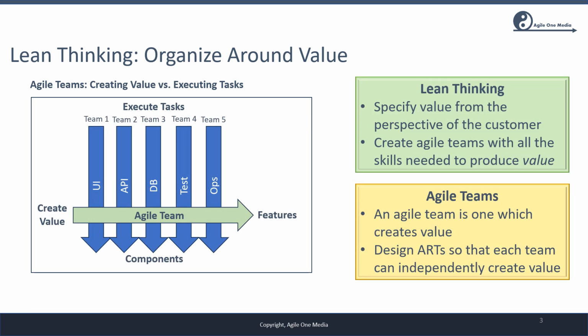In section 1, we discussed the basic principles underlying the SAFe framework, and specifically we highlighted the lean principle of always specifying value from the perspective of the customer. In the above picture, we see a fairly typical organizational model, which is to have teams of specialists, for example, UI, database, test, and so on, work to create individual components of a product or solution. However, these components individually have little direct value to a customer.